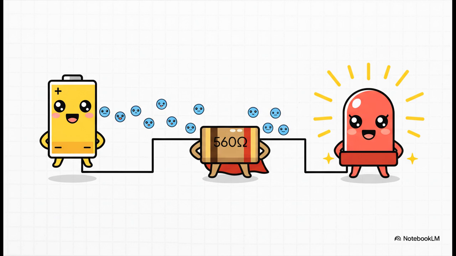We grab a standard 560 ohm resistor. That's a common value, and it's close enough. We pop it into the circuit, and voila! It works perfectly. The resistor does its job, limits the current to a safe level, and our LED lights up nice and bright. No smoke involved. We have officially tamed the electricity.